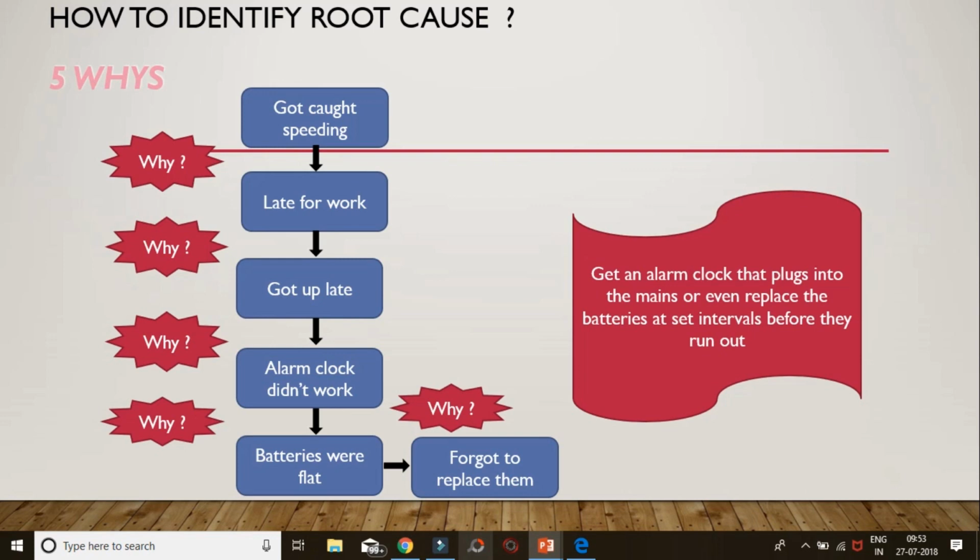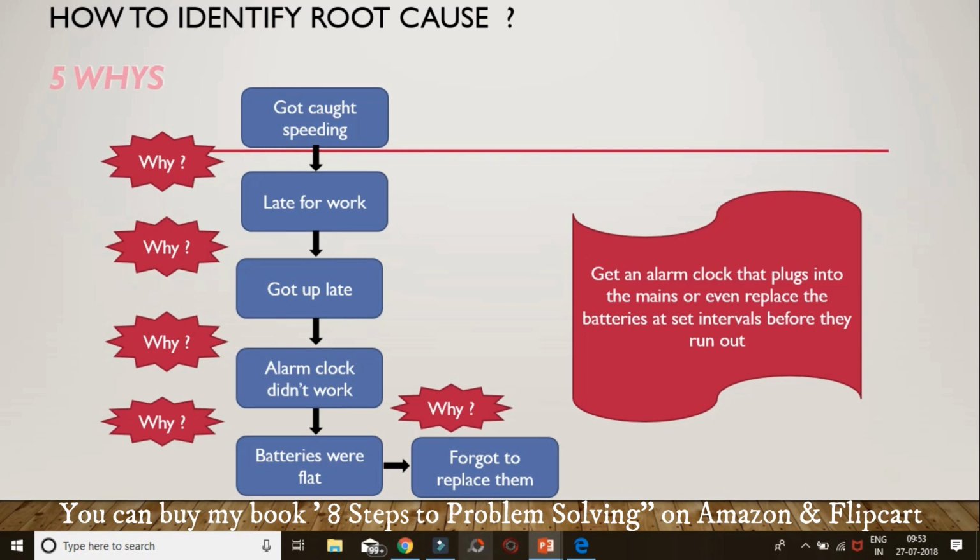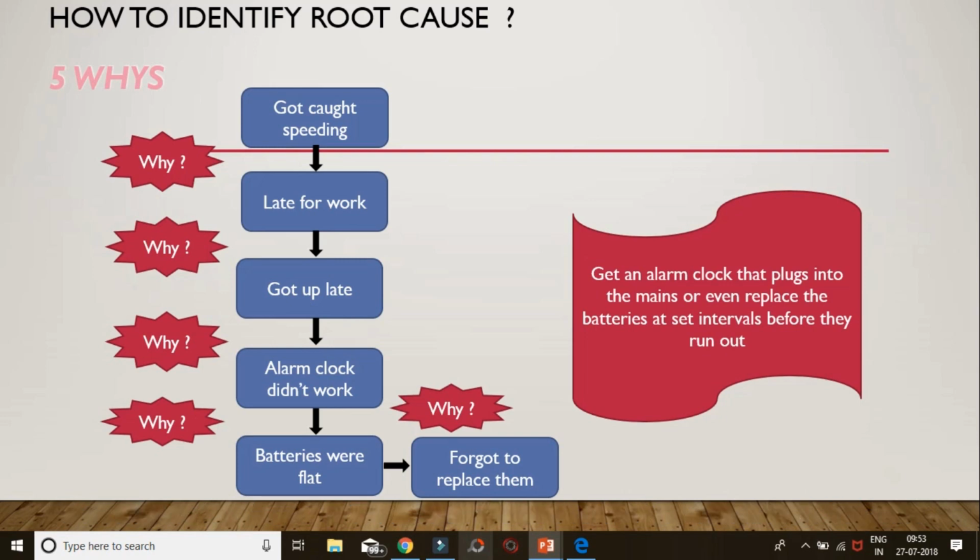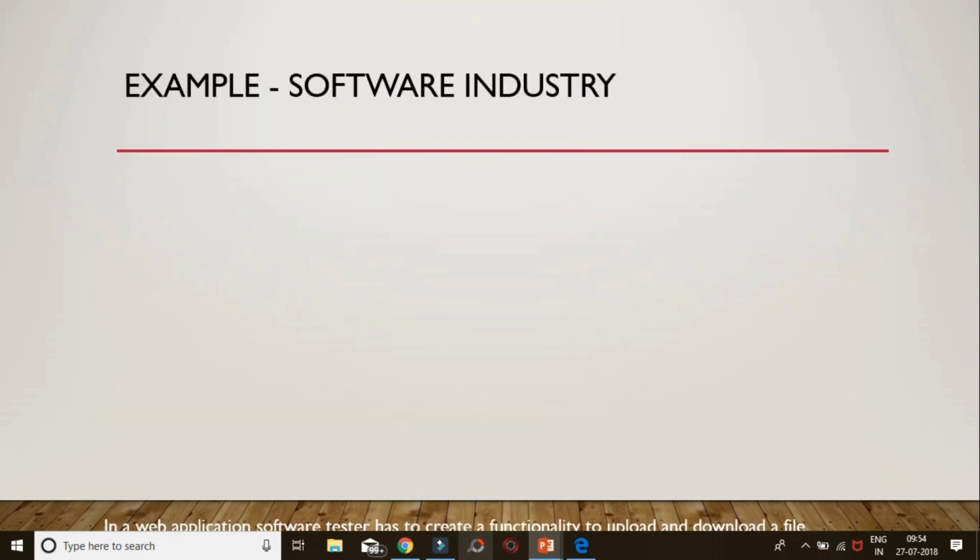If you try to find the solution to this problem at the 2nd why itself, when the person said he got up late, the solution would be that you have to get up in time, and that is not actually the root cause of the problem. The root cause was the batteries which he was not able to replace in the alarm clock, and to reach that point you have to ask these further 3 whys. In all, the root cause identification for this particular problem happened in 5 whys. Let us see another example from the software industry.